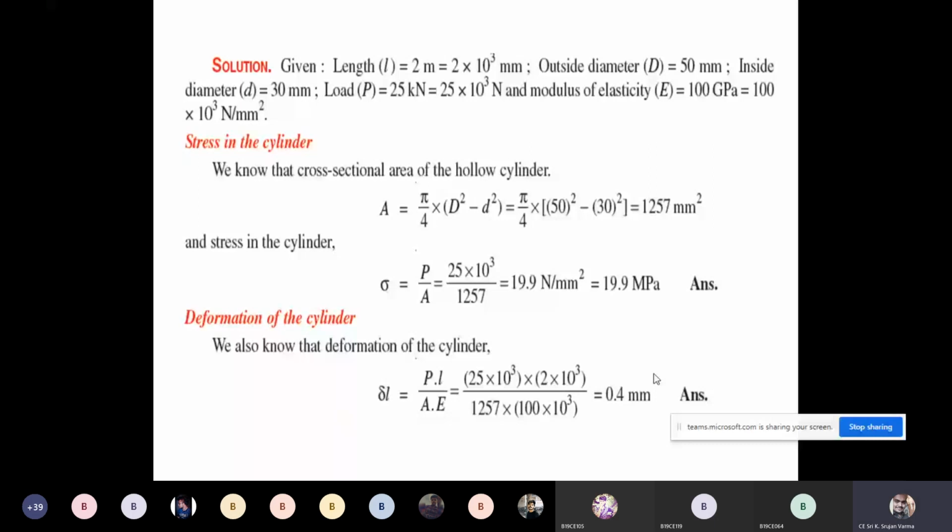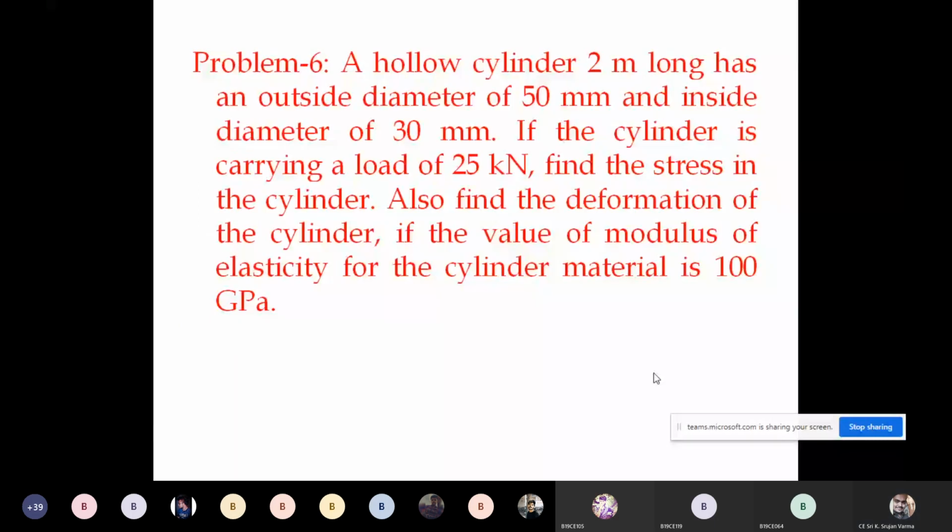Gigapascal, here also what is written is correct actually. That is correct only. 1 gigapascal, which is converted into 1 Newton per millimeter square, is 1 gigapascal equal to 1000 MPa.